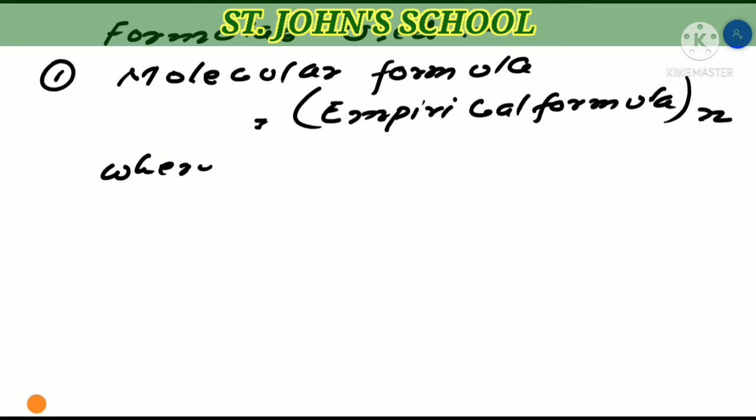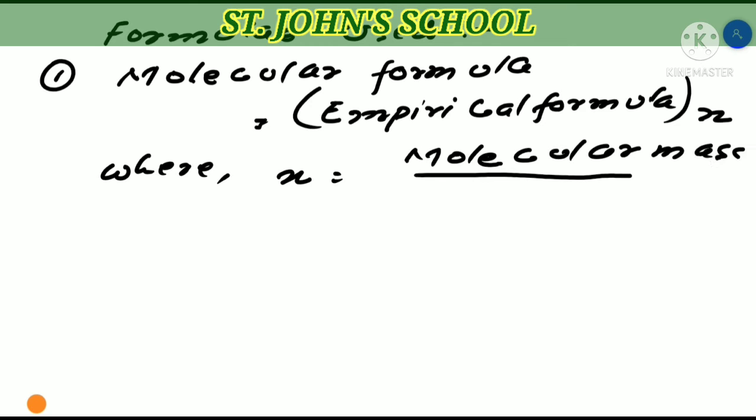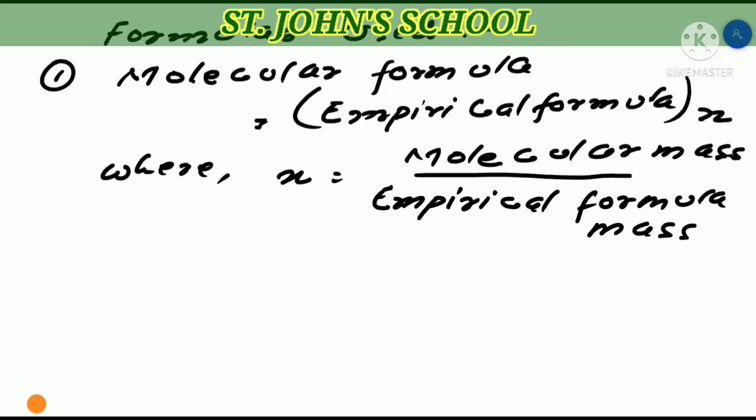To get the value of n, we apply another formula. n is equal to molecular weight or molecular mass upon empirical formula mass. The empirical formula mass we get by calculating the mass of the empirical formula. So this is how we can get the value of n.